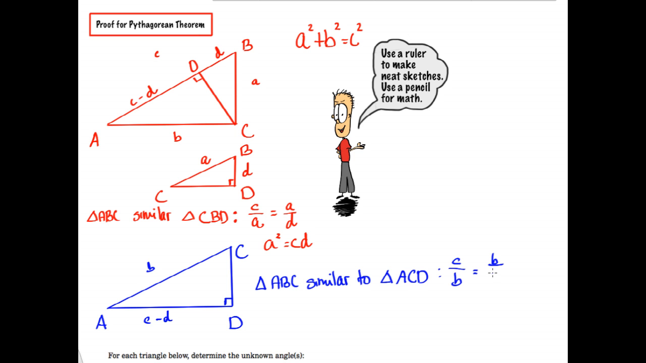I'm going to cross multiply here, so we get B squared is equal to C times C is C squared, and C times D is CD. And we just said that CD is A squared, so B squared is C squared minus A squared. Let's put A squared over on this side, so we would get A squared plus B squared is C squared. And that proves the Pythagorean theorem.